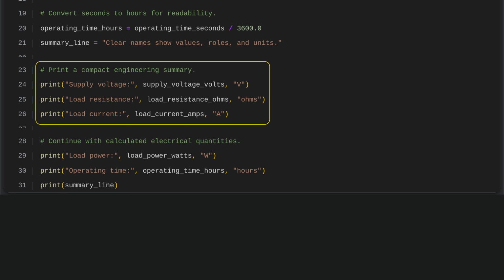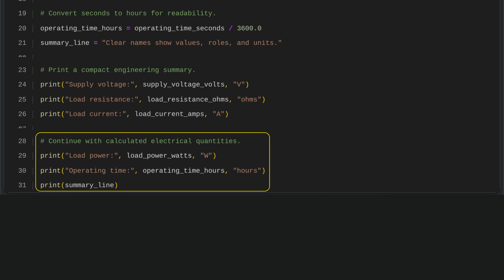The code prints a clear summary of 3 electrical values: supply voltage in volts, load resistance in ohms, and load current in amperes. Including each unit with its value makes the output easy to understand for engineering use.